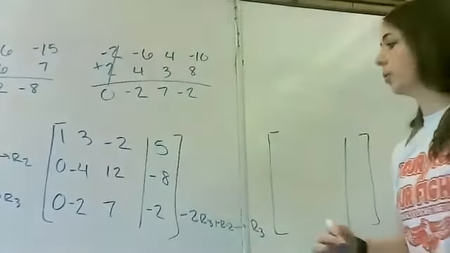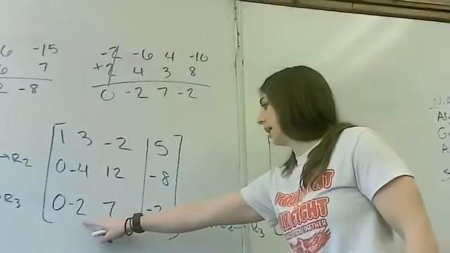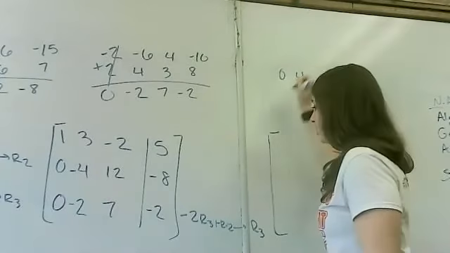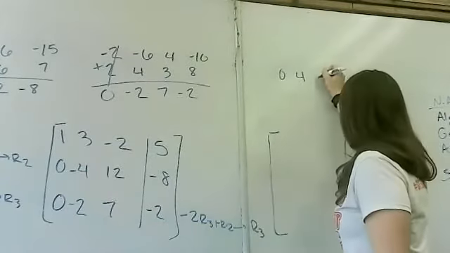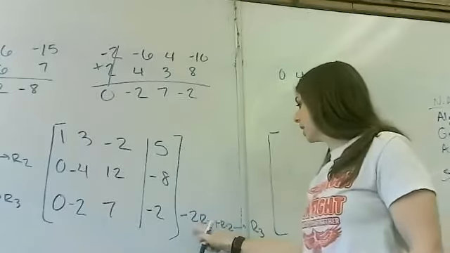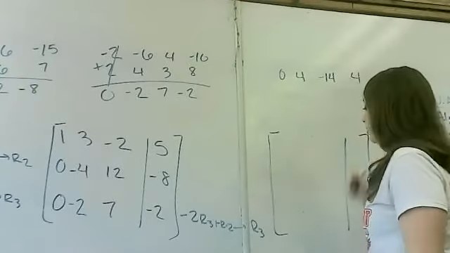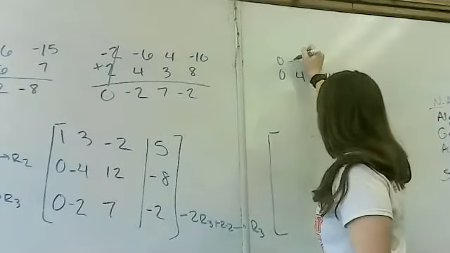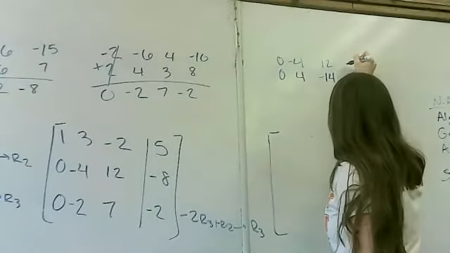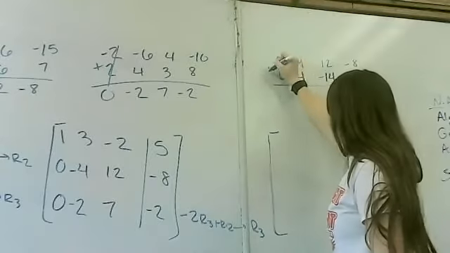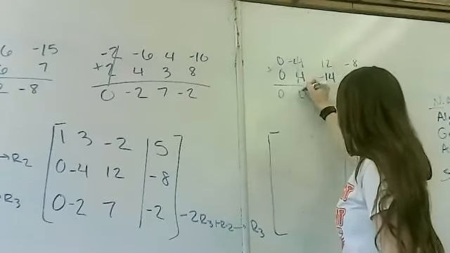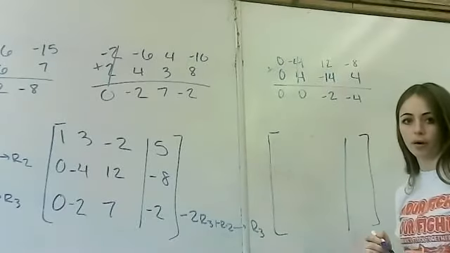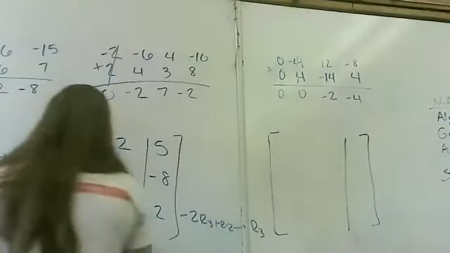We're going to use row 3, and I need to multiply it by -2 first. So -2 times -2 is +4, -2 times 7 is negative 14, negative 2 times negative 2 is positive 4. And again, I was adding this to my row 2 currently. So that is 0, negative 4, 12, and negative 8. Add those up, we get 0, 0, negative 2, and negative 4. Okay, so that is my new row 3.